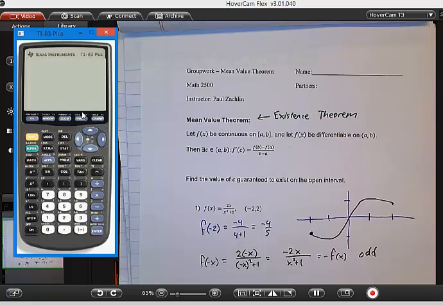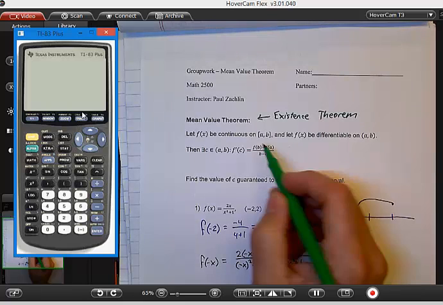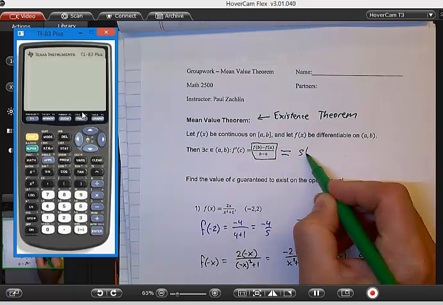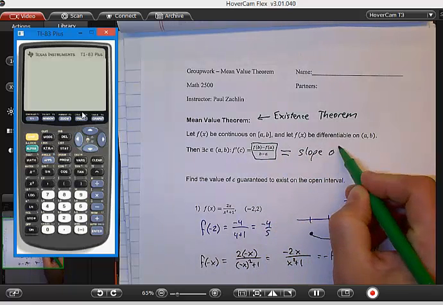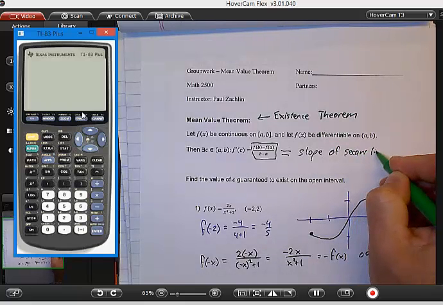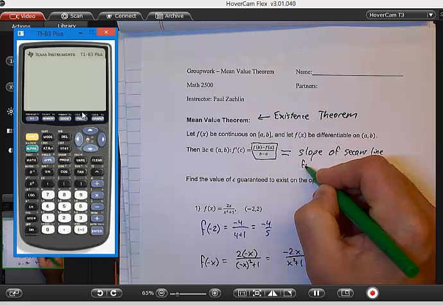We did. Do you guys know what it is? It's a slope. Slope of what? Secant line. Which line? Yeah, which secant line? I mean, you're exactly right. This is the slope of the secant line from where to where?